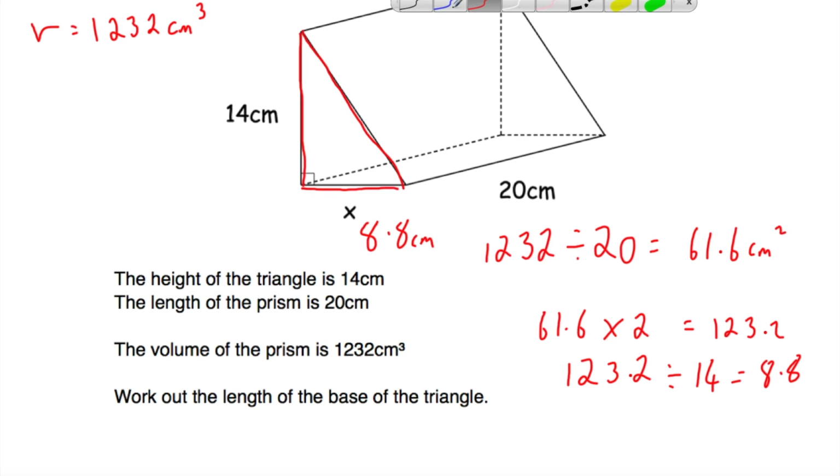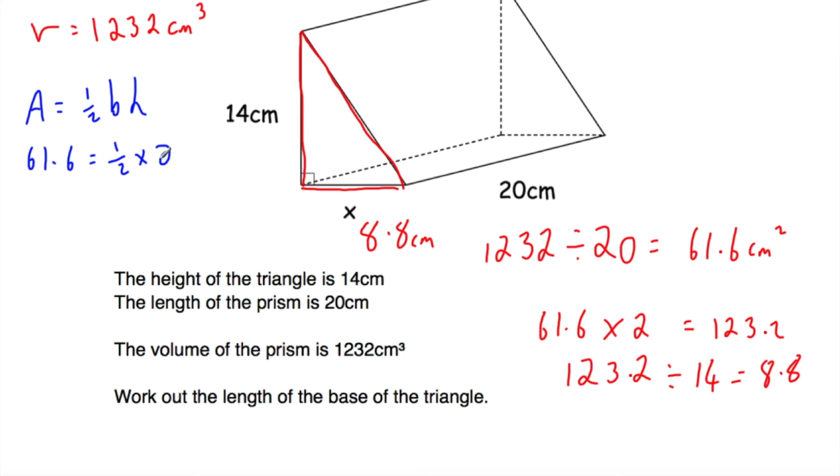I just want to change colour of ink there to show you there's another approach. And that is, obviously, if we know that the area of a triangle is half the base times the height, we can make a little equation where we knew the area of the triangle was 61.6. That's equal to half of the base times the height. So half times the base, which is x, times the height, which is equal to 14. And then you could solve this equation.